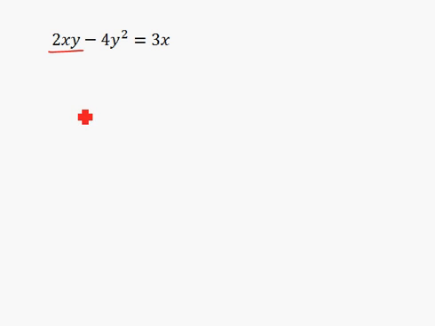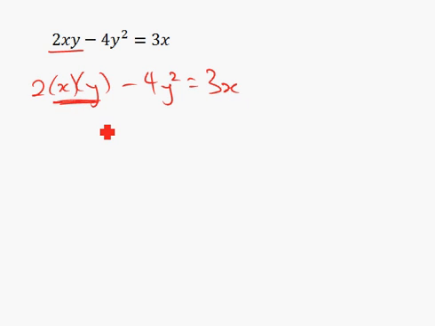Now, what does that mean? 2xy means you got 2 times x times y. Minus 4y squared, nothing strange about that. And then 3x. This is the problem. This is where many students get it wrong. The reason is because x, well, obviously x is a function of x, it's just x, right? But y is also a function of x.